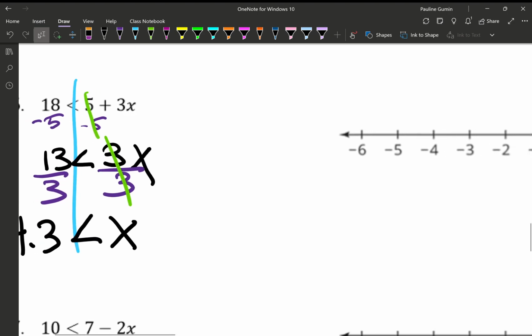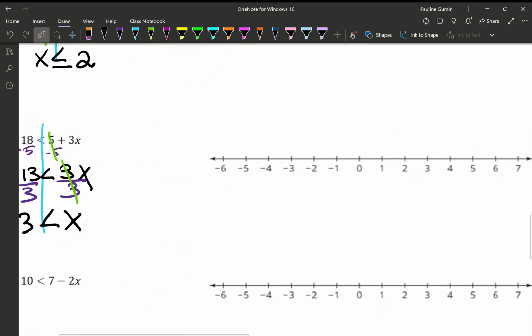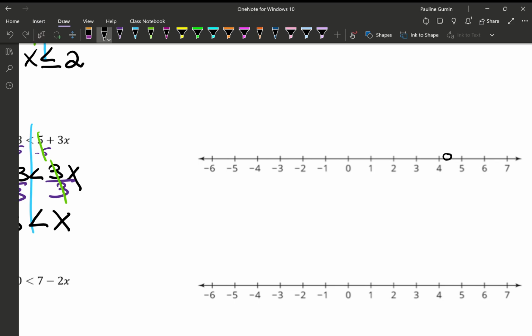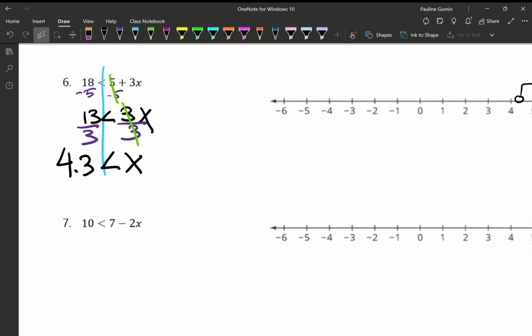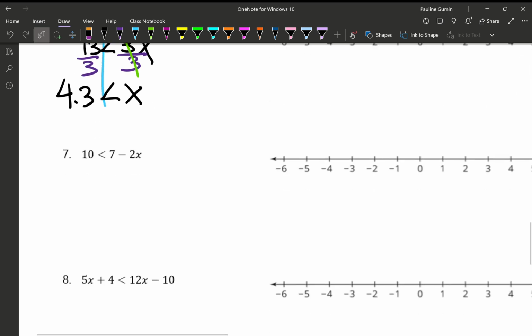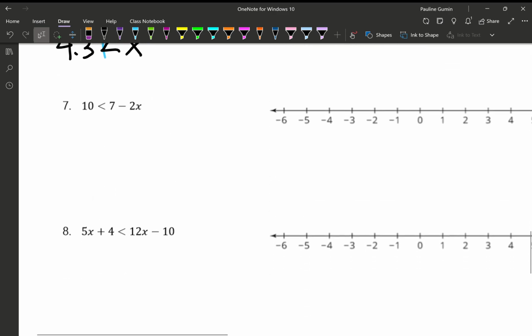Okay. Let's draw it. 4.3 is somewhere here. Open circle, because it's just less than, or sorry, greater than. And then x goes to the right. Open arrow to the right. Or open side of the... Can we start that sentence over? Yes, we can. Thank you, Miss Gumin. When your letter is on the open side of the symbol, your arrow goes to the right. It's greater than. And at the end, I'll draw how I kind of imagine it in my head.